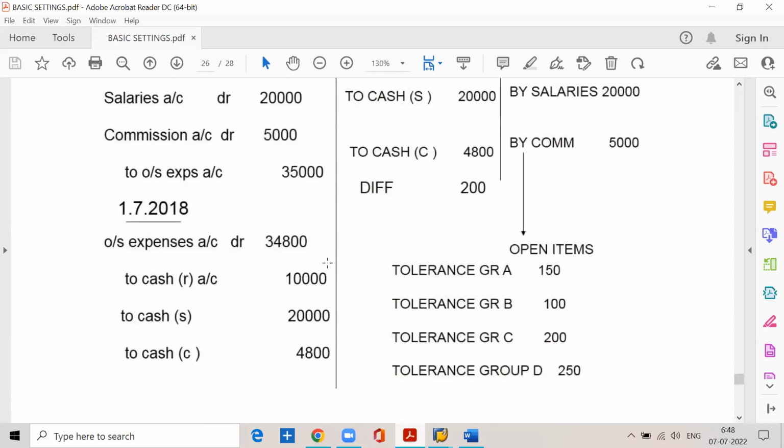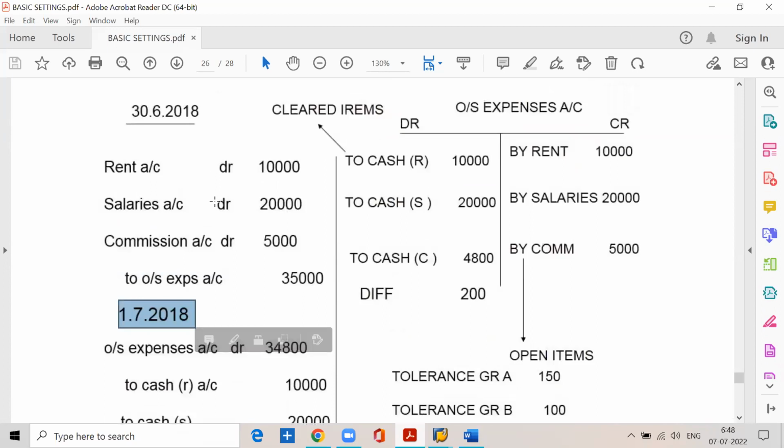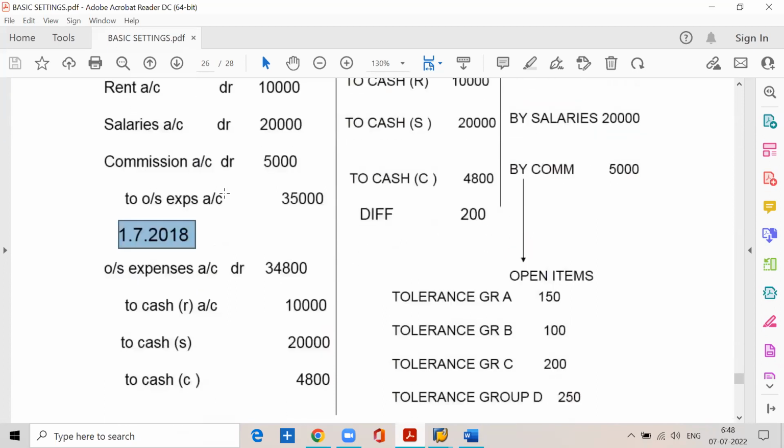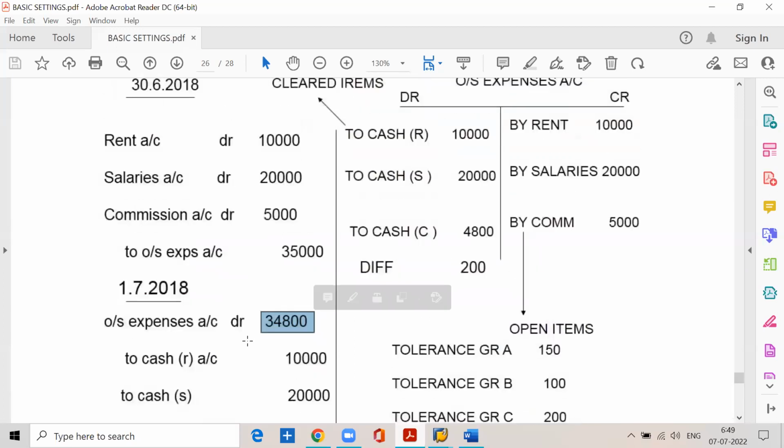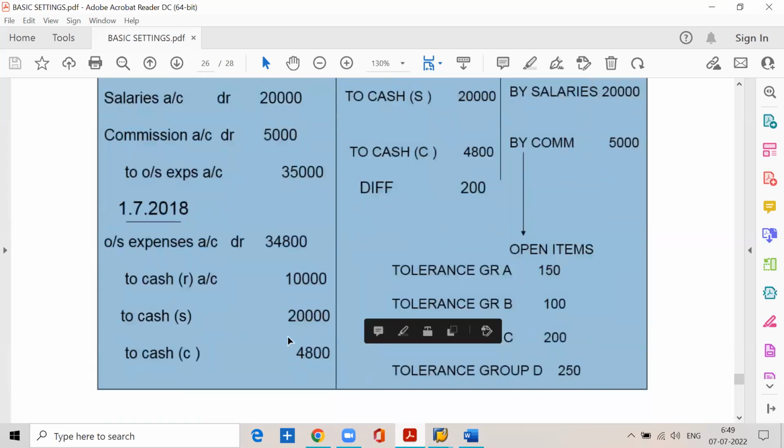Okay, then on 1st July 2018, we have paid the above expenditure. In that case, we post the entry: debit outstanding expense account, to cash rent 10,000 rupees, to cash salaries 20,000 rupees, to cash commission 4,800 rupees you have paid. Then total debit is 34,800. Now, by virtue of this entry, these three line items are posted to the debit side.